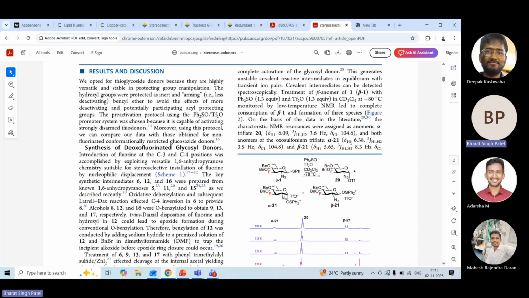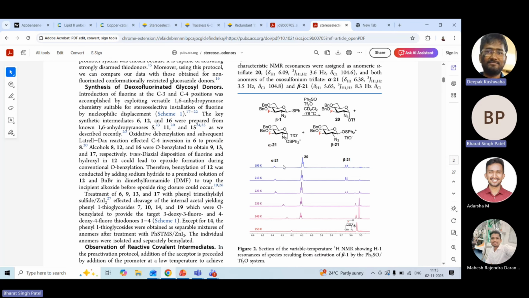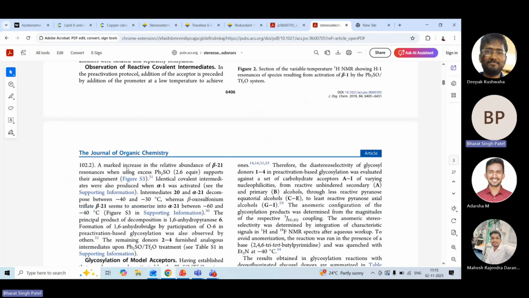resonance. All three they have given, and a marked increase in the relative abundance of the beta 1 resonance using support their assignment. An identical covalent intermediate also produces alpha activated in other cases. The principal product decomposed into 1,6-anhydropyranose. 6 formation participating O6 in pre-activation based glycosylation was also observed by others.